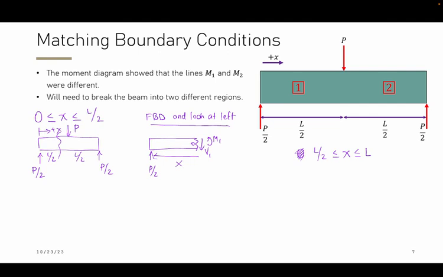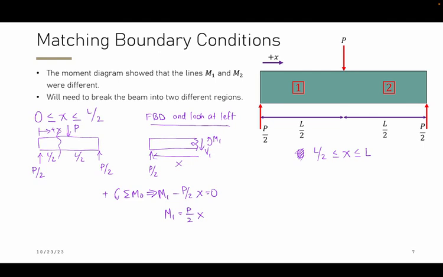So we can do our summation of moments about point O, which gives us M1 minus P over 2 times x is equal to 0. So this gives us M1 is equal to P over 2 times x. So we can do the same for the other section, which is L over 2 to x to L.